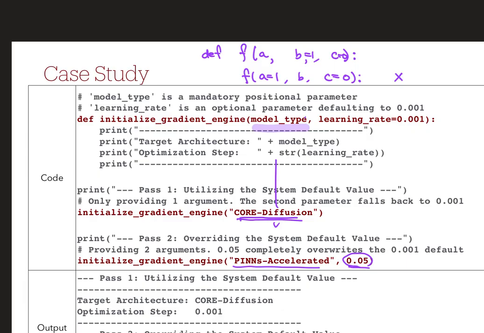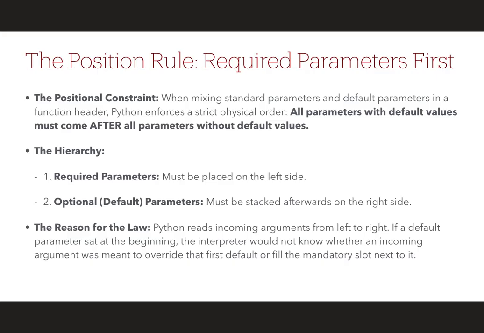Okay? So if f has, say, several parameters like this, and some parameters have their own default values and some don't, then you must write down the names of the parameters without default values first, and then write down the variables having default values later. So all parameters with default values must come after all parameters without default values. Okay?